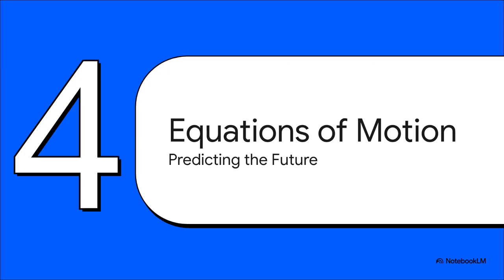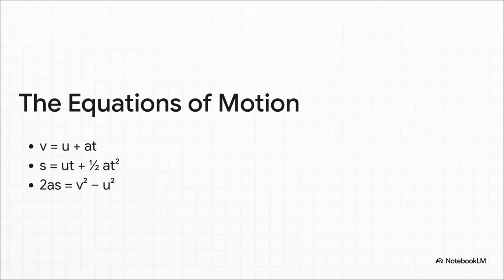So these graphs are great for telling us what happened, but what's even cooler is that they give us the power to predict the future, to see where an object is going. And how do we do that? Well, all the patterns we've seen in our graphs can be boiled down to these three incredibly powerful equations. They connect all the key players: initial velocity, final velocity, acceleration, time, and distance. These are the ultimate mathematical tools for telling the story of motion.